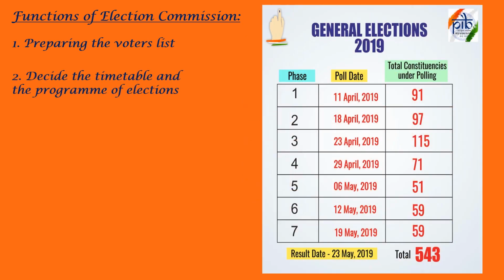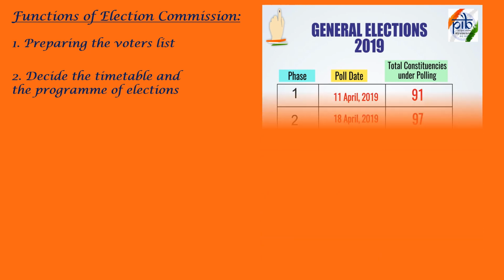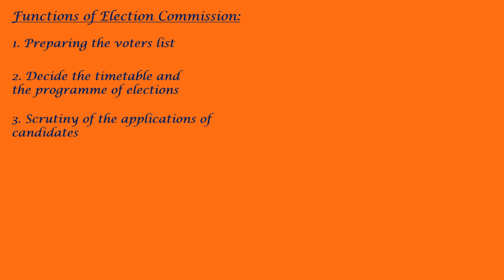Next, decide the timetable and program of elections. After every 5 years, we have elections in the state, elections of the local body, and elections at the national level. At the national level, we elect the Prime Minister, at the state level, we elect the Chief Minister, and at the local body, we elect the Mayor. Now, deciding the timetable is very important, as these elections should not collide with each other, or fall on any other national event or festival, making it difficult for people to come and vote. So they have to make certain provisions so that the timetables of the Election Commission stay away from such days. Next, scrutiny of the applications of the candidates.